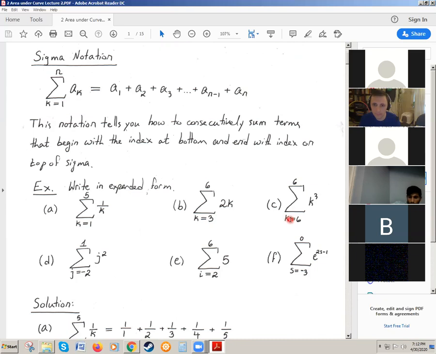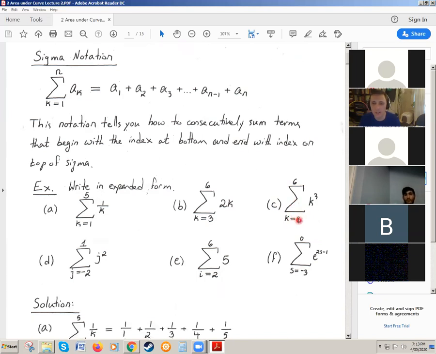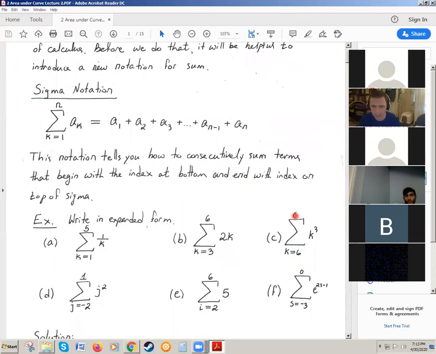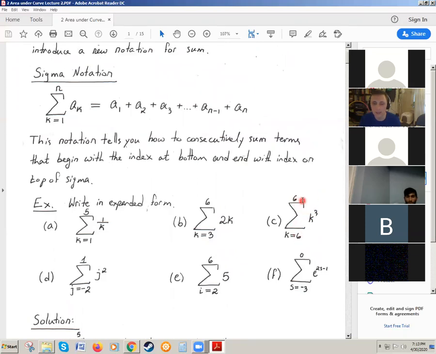K cubed. So what is this sum calculating? Melissa, you're absolutely right. It's 6 to the power 3. It means k just runs starting at 6 until it reaches the stop value, updating consecutively, and you're just adding the number cubed. So k at 6 cubed plus the next thing cubed, etc.